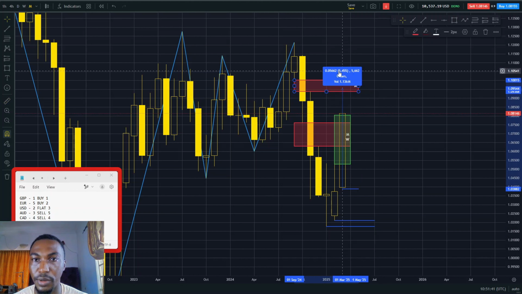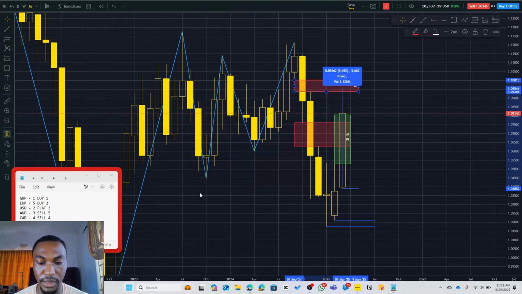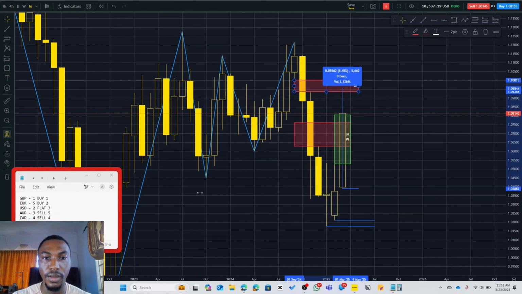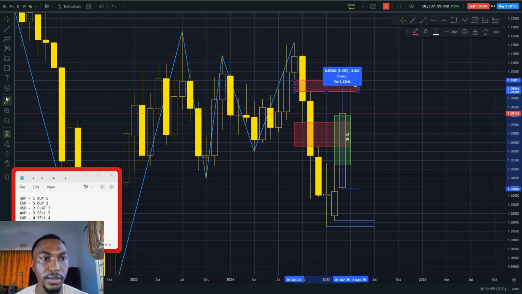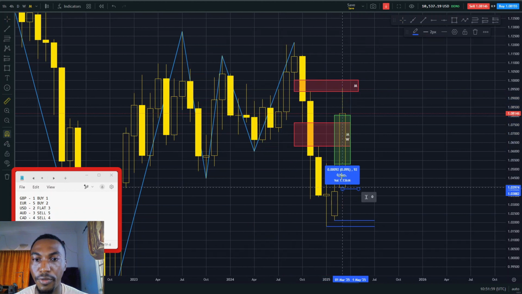So you can see this entire candle is 5.45%, and if you calculate 5.45% divided by 2, let's do that. 5.45 divided by 2 is 2.7. So if the market should not close anything above here, you can see where 2.7 really is, so far away.